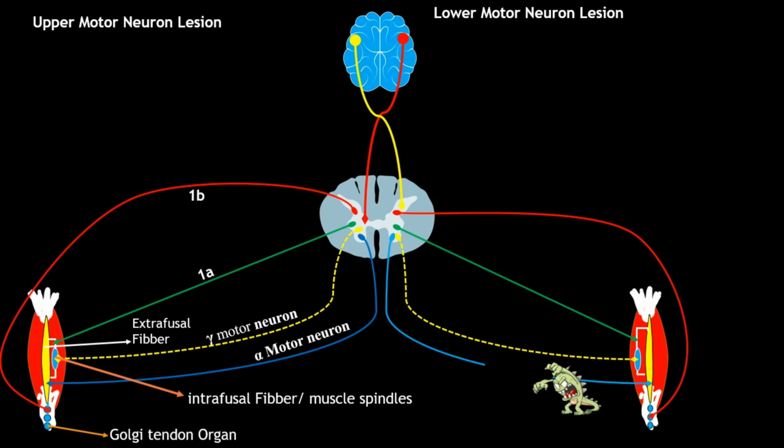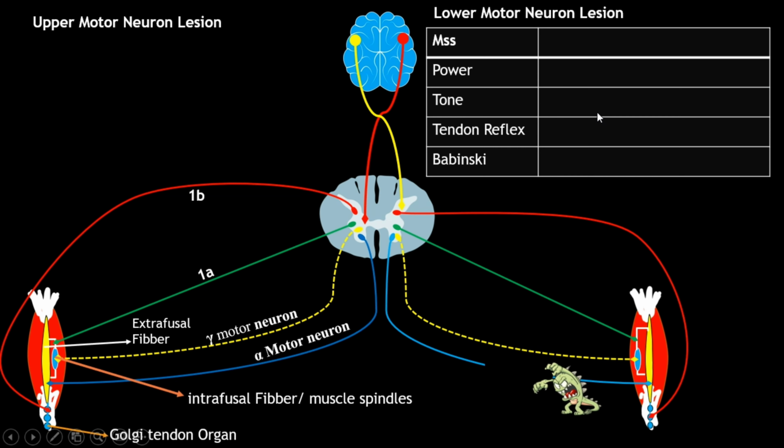Another way: acetylcholine is released in two manners. First, it is released by the action potential. When the action potential starts, it releases the acetylcholine. Second, it continuously releases acetylcholine in a small amount to send a growth signal to the muscles, so it activates the growth of the muscles. It continuously releases a small amount of acetylcholine and sends the signal to the muscles for growth. We will discuss all these things step by step: mass, power, tone, tendon reflex, and Babinski sign.